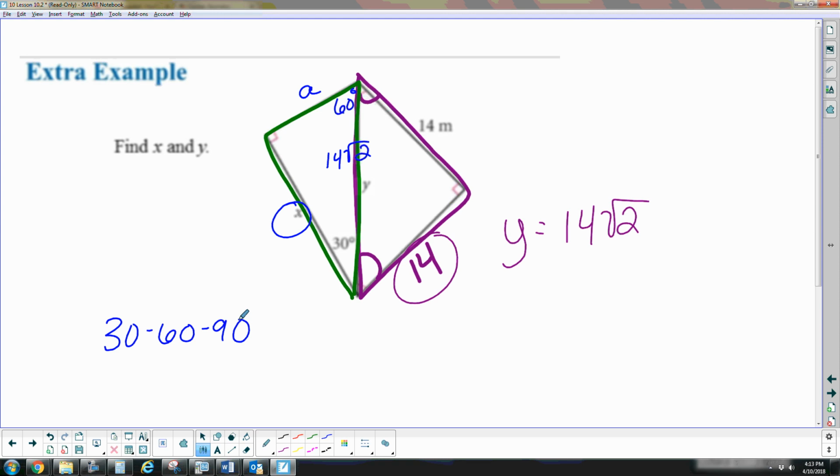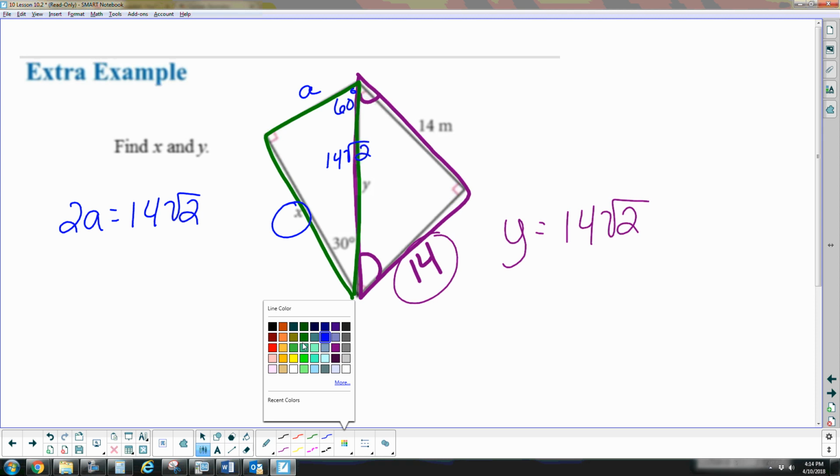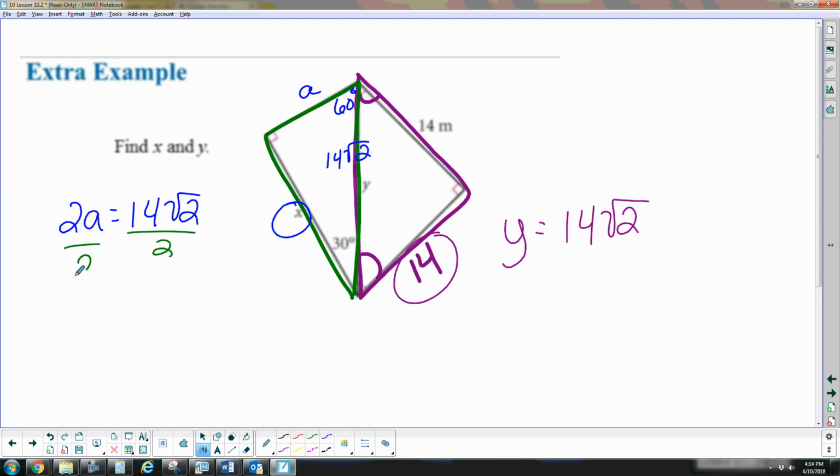So if we're looking for this A, we can relate it to the hypotenuse, which is 14. So 2 times A is 14 times the square root of 2. So in order to just solve for A, we can divide both sides by 2. And we're left with A equals 7 times the square root of 2. Now we're not really looking for this, but we do need that side length in order to find x.